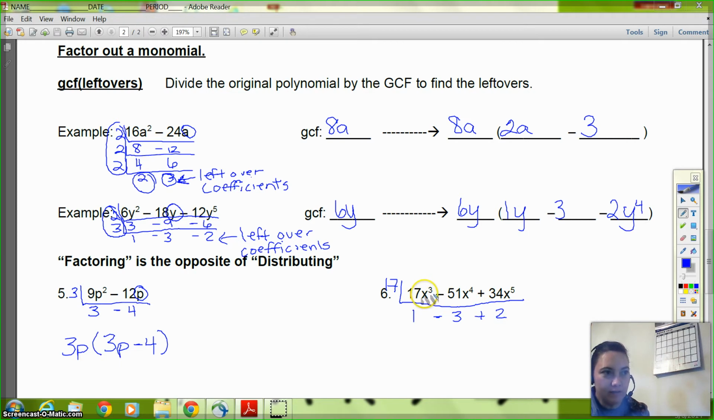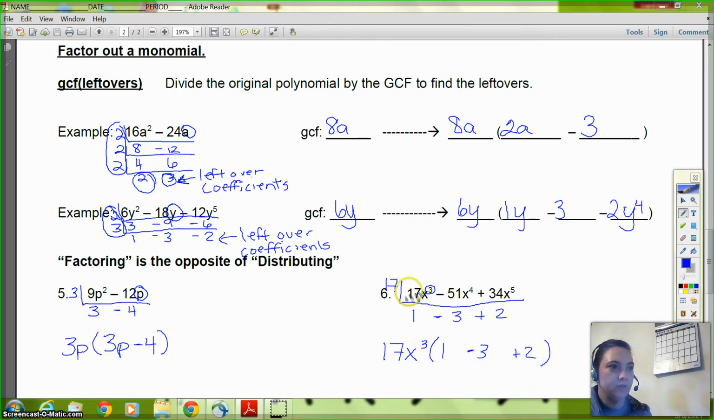So variable-wise, I've got an x to the third, an x to the fourth, and an x to the fifth. So x to the third is the smallest exponent. So my greatest common factor is going to be 17x to the third. Coefficient-wise, I'm going to have a 1 left over, minus 3, and a plus 2.